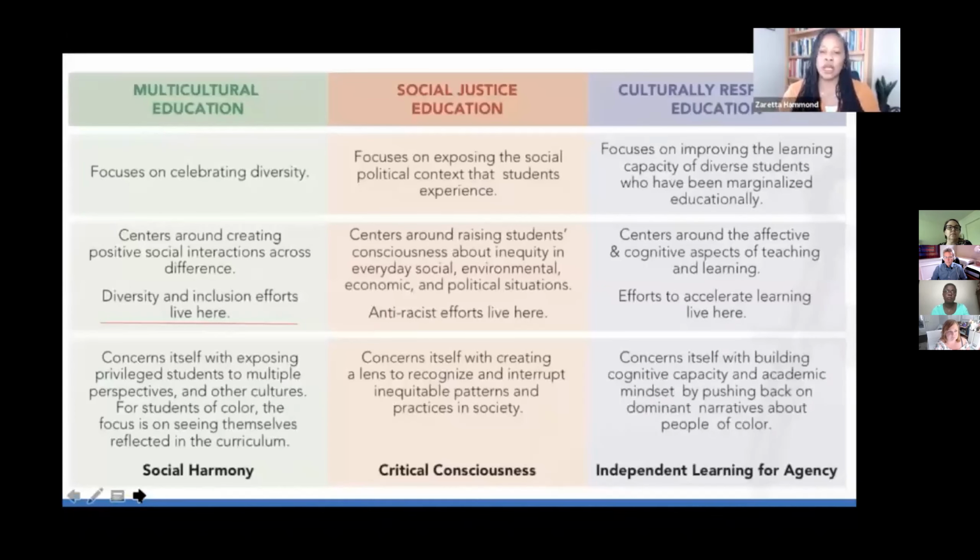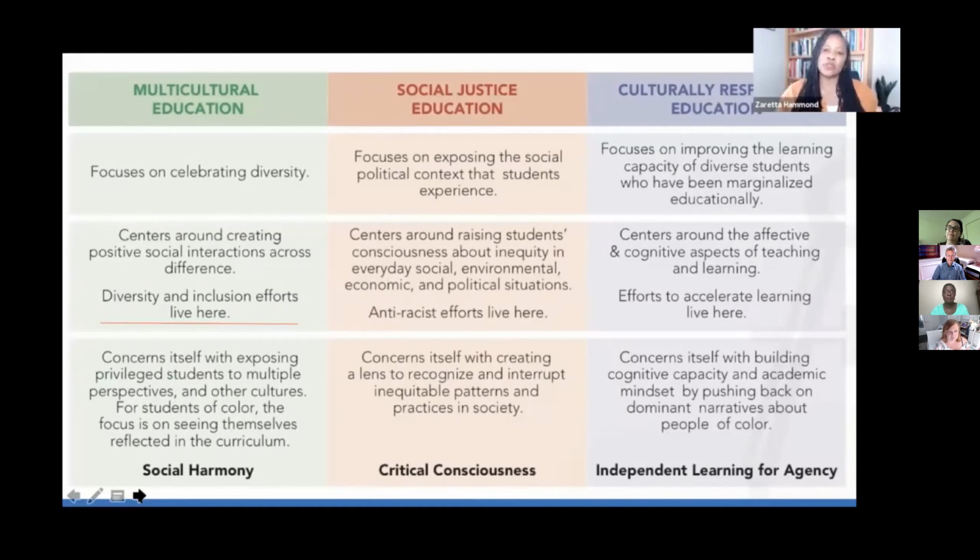So one of the ways that I help people think about this is really thinking about the distinctions between multicultural education, social justice education, and culturally responsive education. What's really important about multicultural education is that it focuses on celebrating diversity. And this is where we can fall into the trap of equity light. We just do the kumbaya thing, and everybody is included, and we mention a little bit of everybody's culture and background, and then we really are all coming together.